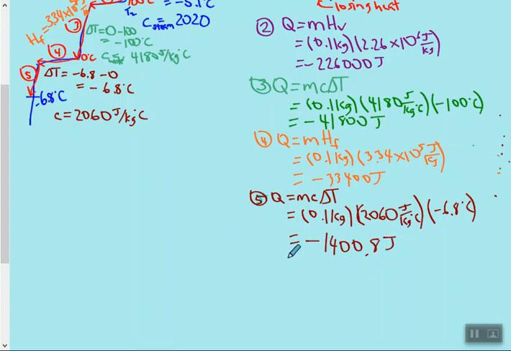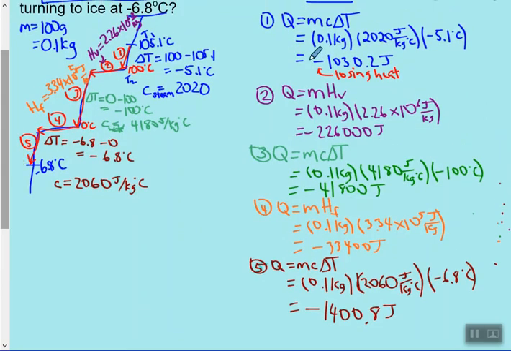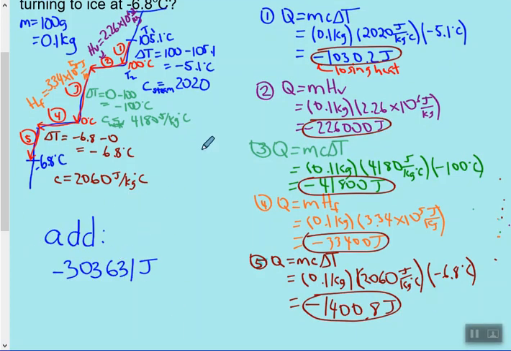joules. Okay, now our last step is to add up all our steps. So this is how much heat we lost in our first step, our second step, our third step, our fourth step, and our fifth step, adding all of those together. Okay, just did it by myself. So adding our 5 values together, and we get negative 303,631 joules. Okay, so this is what we get when we add all of ours up together.